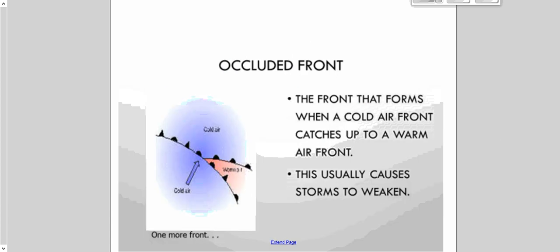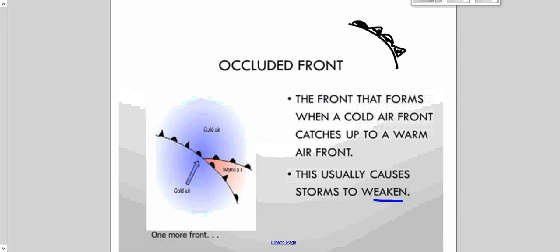Once in a while, we're going to find an occluded front, and this is what happens when cold air masses catch up to warm ones. They kind of overtake them. When a cold air mass catches up to a warmer one, quite often if we're having stormy weather, it will begin to weaken. We notice occluded fronts because their shapes quite often are the warm bump right beside a cold one, beside a warm one, beside a cold one. So we're going to have the bumps and the peaks and the bumps and the peaks. It still shows the direction that the air masses are moving.